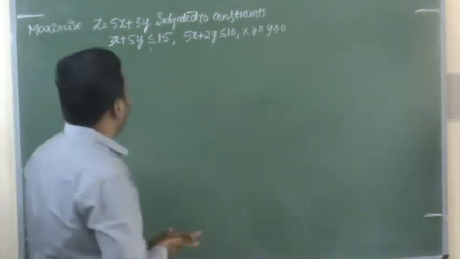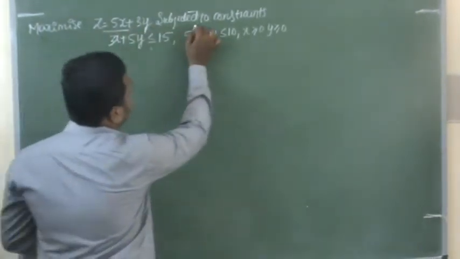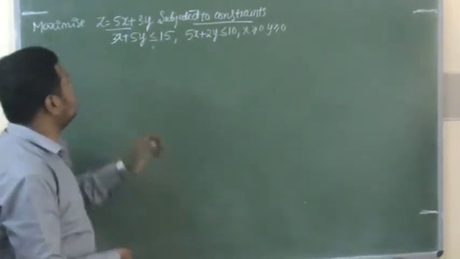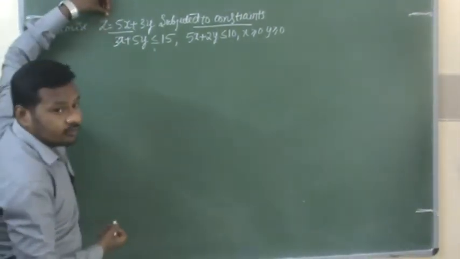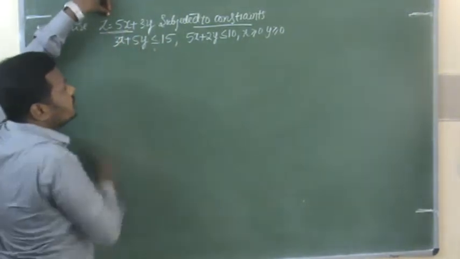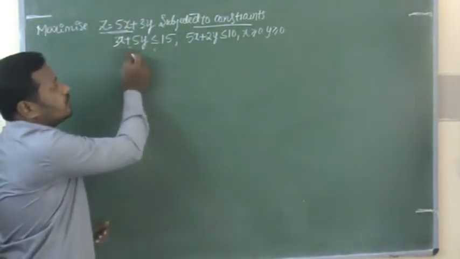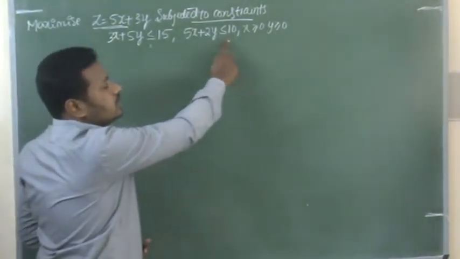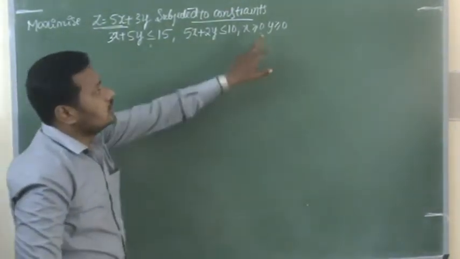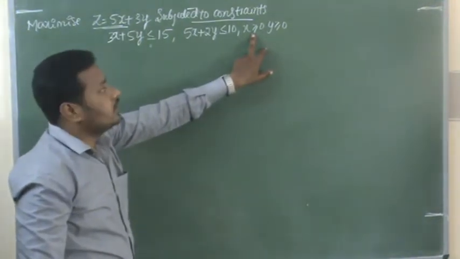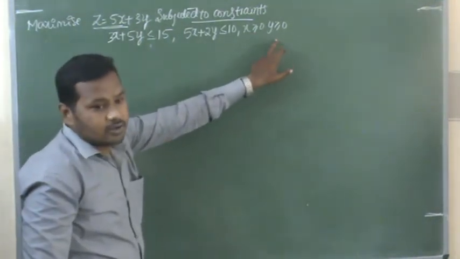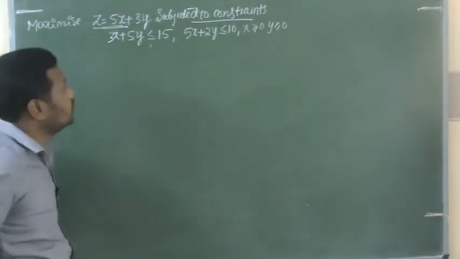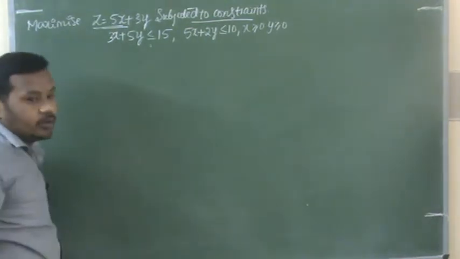Okay. We already know that we have to maximize the linear function, the objective function. We have to maximize z subject to the constraints 3x plus 5y less than or equal to 15 and 5x plus 2y less than or equal to 10. And these are the non-negative constraints, x greater than or equal to 0 and y greater than or equal to 0. Okay, first we have to solve the equations and get the points.